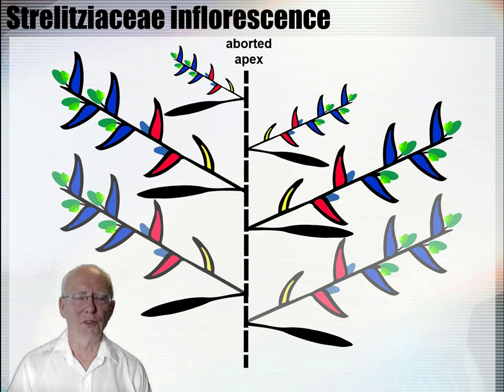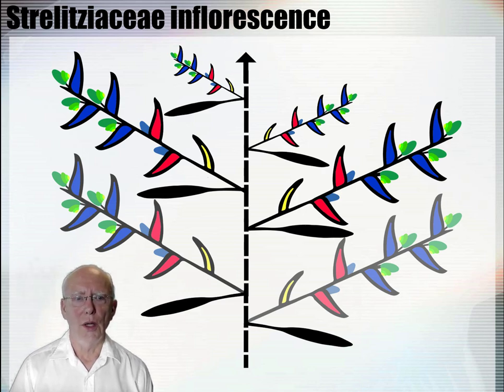Here's a diagram of inflorescence structure in the Strelitziaceae. Instead of scale leaves, we have full, mature foliage leaves. And instead of an aborted apex, the apex continues to grow and produces new inflorescences, each in the axil of a leaf. The older inflorescences senesce and fall.